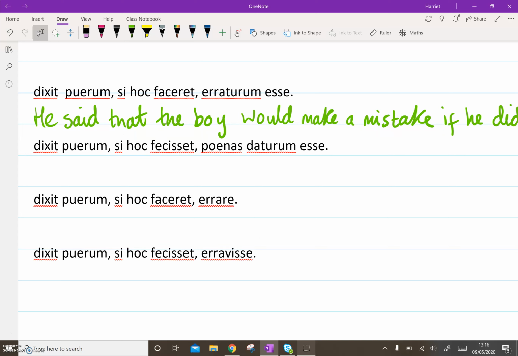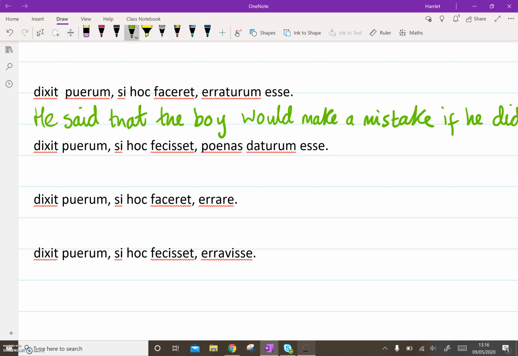It tells you in the textbook that the original statement there would have been si hoc facies erabis, so both those verbs originally would have been future. So the infinitive has stayed future, but because the indirect statement is historic, the si clause, the facies, has become imperfect subjunctive just to fit in with that historic sequence.